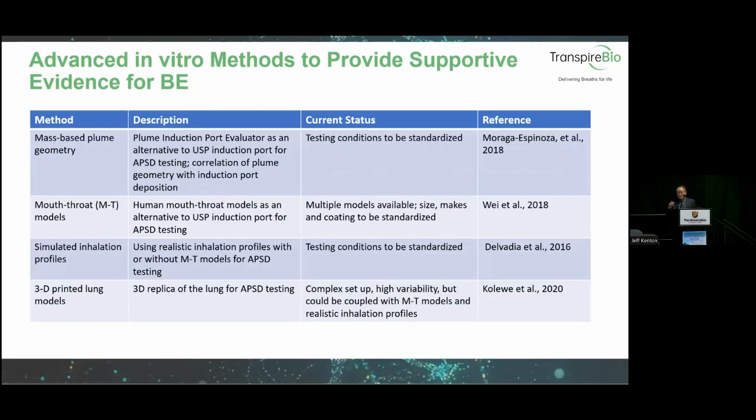There are other in vitro methods that could also provide supportive evidence for BE. Just to name a few: mass-based plume geometry, the mouth-throat model, and of course there are a lot of studies on the mouth-throat model, simulated inhalation profile. I think the last one has huge potential: 3D printed lung models, as somebody mentioned before. I was thinking, if we have 3D lung models that can be standardized, and we couple that with a mouth-throat model and a realistic flow profile, then if we can standardize this method, it could be a very representative method for quantifying lung deposition. So just a thought.